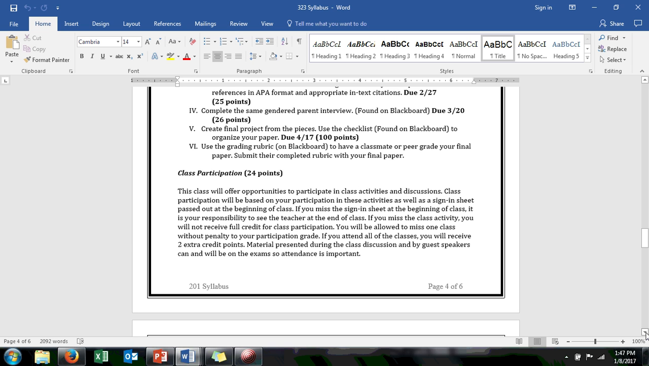The next graded piece is your class participation. There will be a sign-in sheet that goes around, but we'll also have class activities. Just because you sign the sign-in sheet does not mean you will get full credit for class participation. If we have a class activity and you do not complete it, your name is not on a paper that gets turned in, you will not receive full credit. Each class that you attend and participate in, you'll get 2 points for a total of actually 26 points if you attend all of the classes.